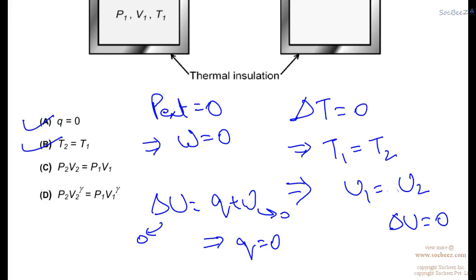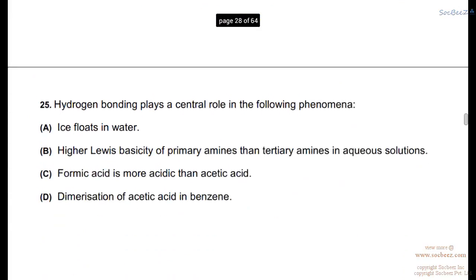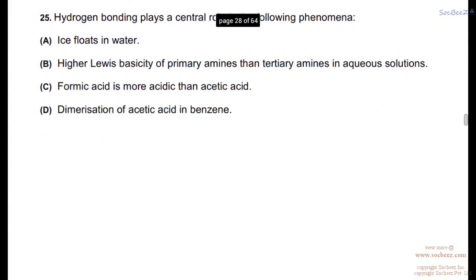Now since T1 equals T2 here, and this is an ideal gas as given in the question, therefore this law will hold valid: P2 V2 equals P1 V1. Since this is not an adiabatic expansion, therefore option D is not right. And moreover, since option C is correct, option D will not be correct. So, the correct options are A, B, and C. So now let's move on to another question.